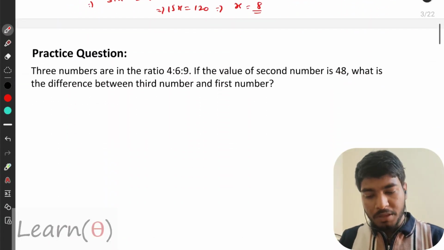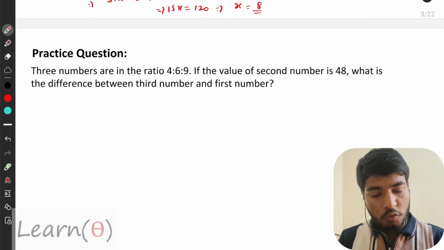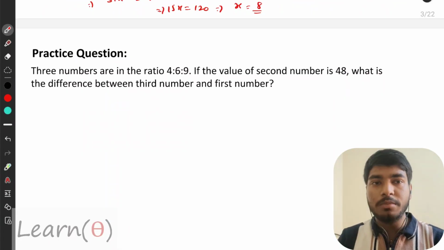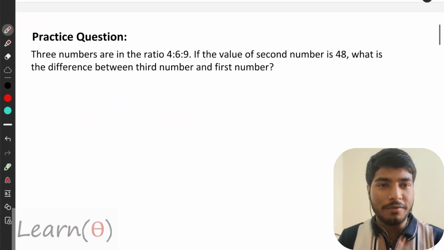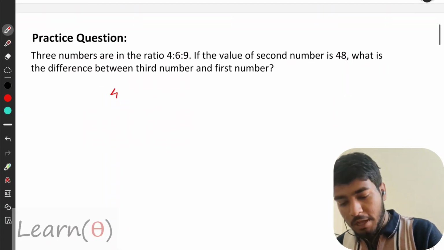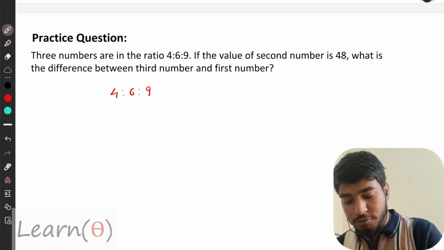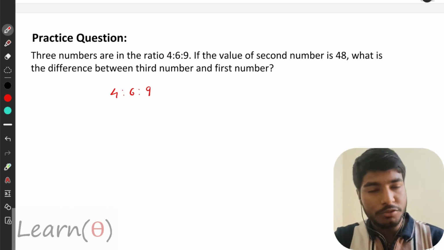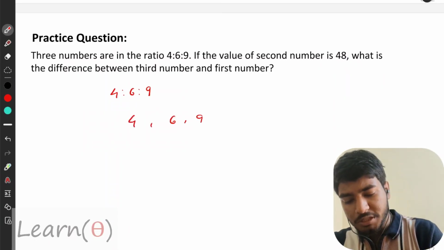This question is good. Three numbers are in the ratio 4:6:9. If the value of the second number is 48, what is the difference between the third number and the first number? I think this is not a difficult question. So what am I given? I am given the ratio 4:6:9. Okay, if it is 4:6:9, then are the numbers the same? Can I take the numbers as 4, 6 and 9?